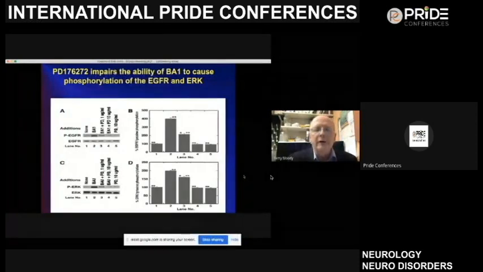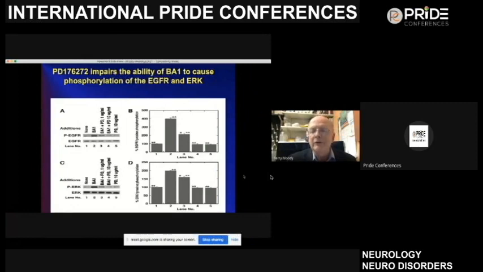So Kromer and colleagues in Germany first found that peptides can cause tyrosine phosphorylation of receptor tyrosine kinase. This slide shows that using small cell lung cancer cells, the BA1 increases the tyrosine phosphorylation fourfold, and this is inhibited in a dose-dependent manner by the PD-176-252. Also, the ERK is increased about twofold, and this increase is reversed by the PD-176-252. And ERK is associated with increased cancer cell growth.